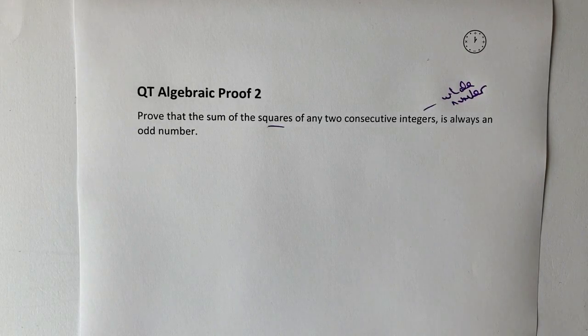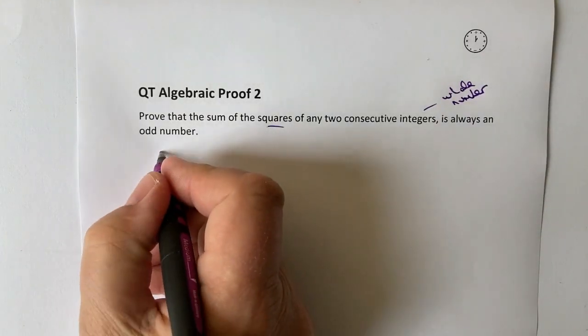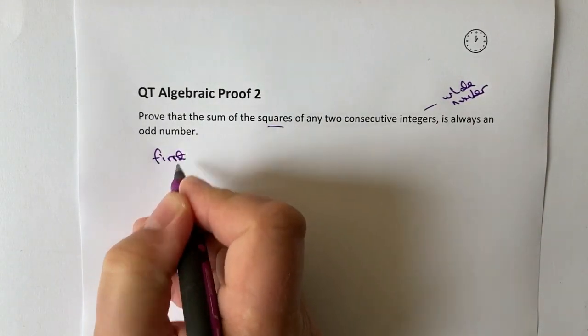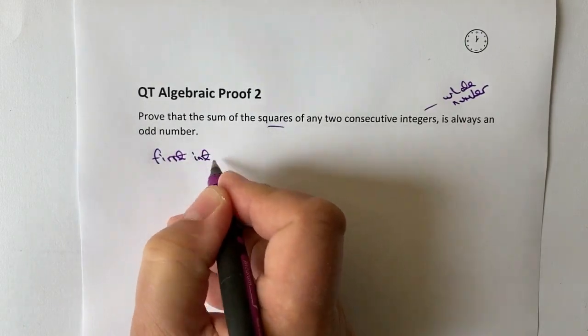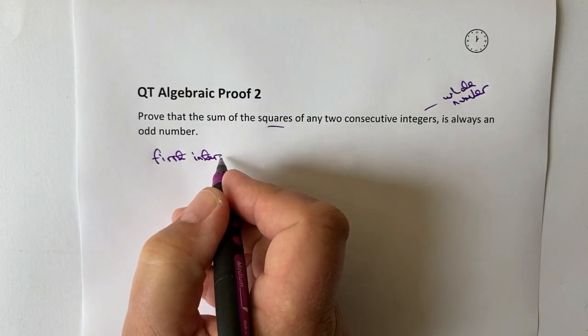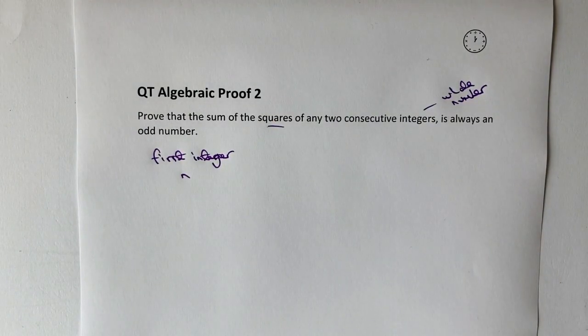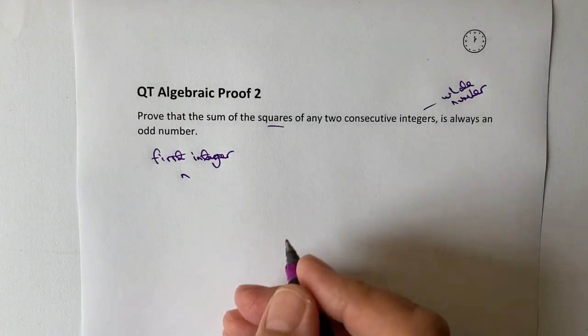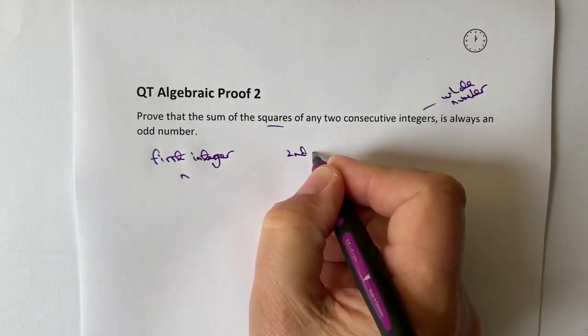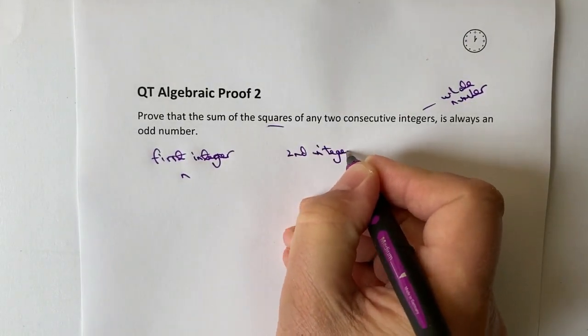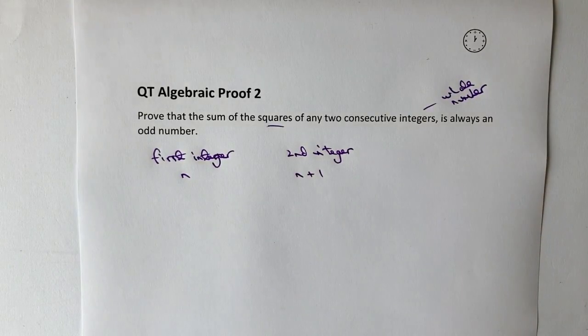The first thing I'm going to say is the first whole number, the first integer that I'm going to use, is going to be n. I'm just going to call it n. Which means that the second integer is going to be another number added to n, so it's going to be n plus 1. So those are our two consecutive integers.